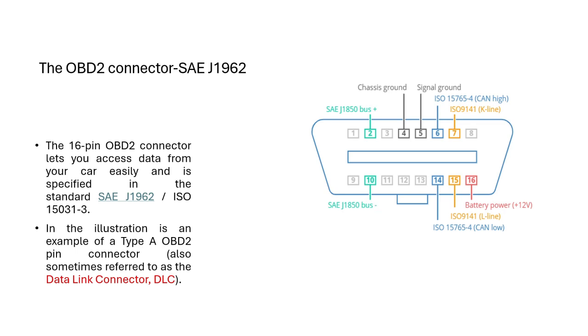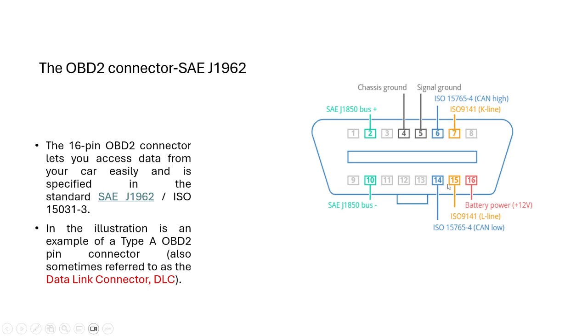There are two grounds. One is the chassis ground, that is pin number 4, and another one is signal ground, which is used to connect all the signals of the communication protocols. So the ground for these signal communication buses is provided using pin number 5.